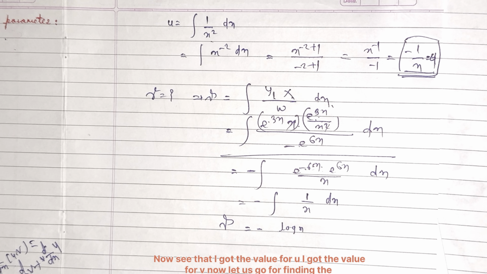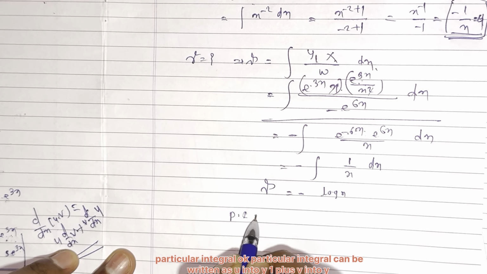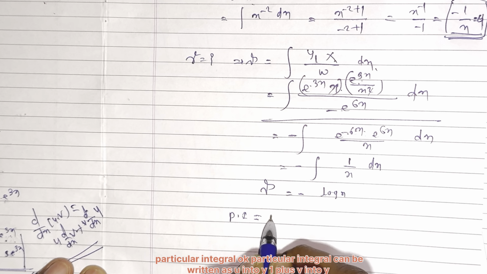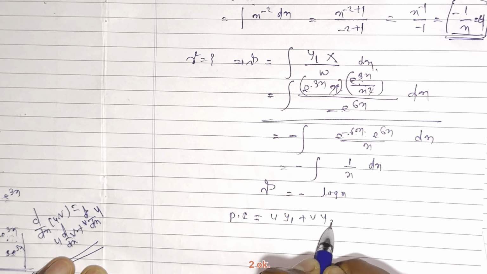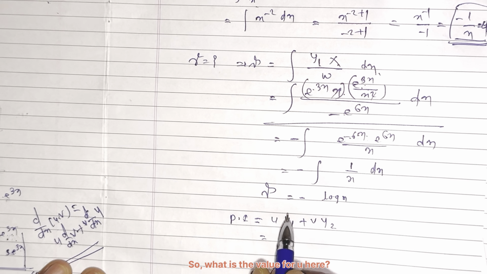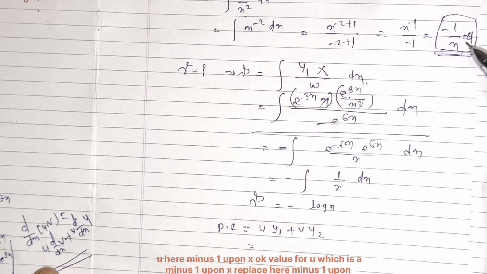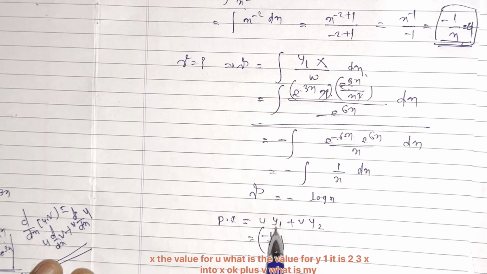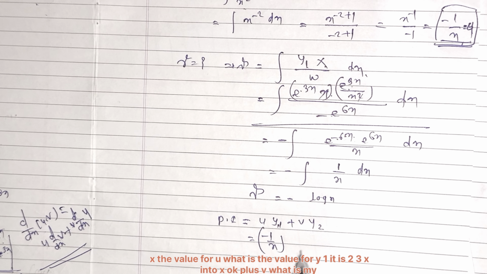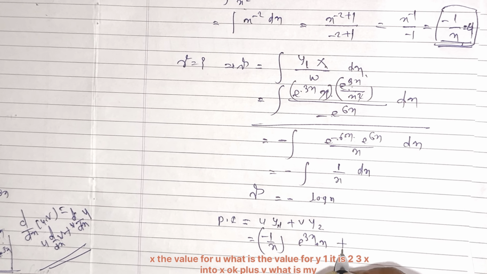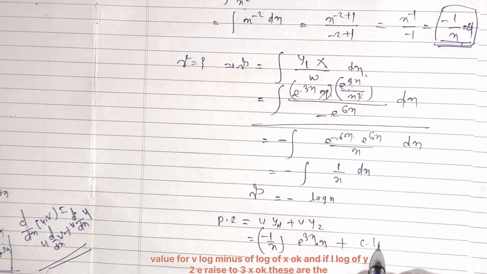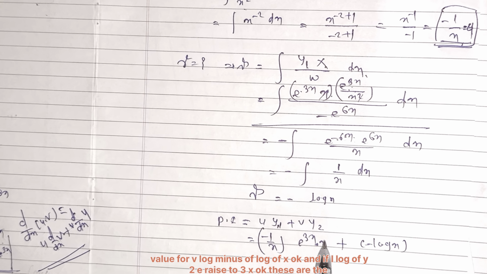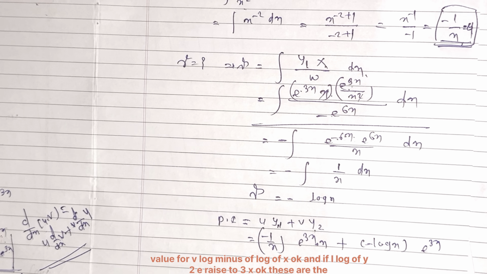Now I have got the value for u and the value for v. Let's go for finding the particular integral. The particular integral can be written as u into y1 plus v into y2. The value of u is minus 1 upon x, the value for y1 is e raised to 3x into x, plus v, which is minus log of x, and the value of y2 is e raised to 3x.